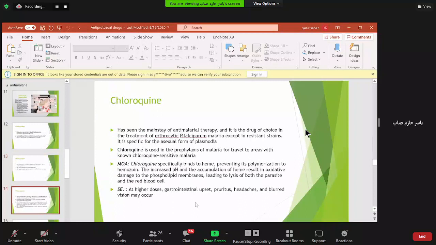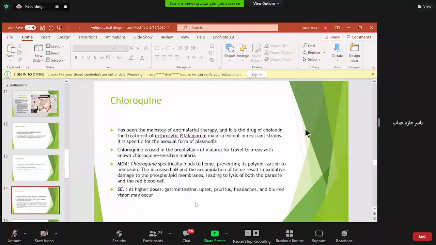Chloroquine has been the mainstay of antimalarial therapy. It is the drug of choice in the treatment of erythrocytic falciparum malaria, except in resistant strains, and it is not specific for the sexual form of Plasmodium. Chloroquine is used in the prophylaxis of malaria for travel to areas with chloroquine-sensitive malaria. Mechanism of action: binding to heme prevents its polymerization to hemozoin.